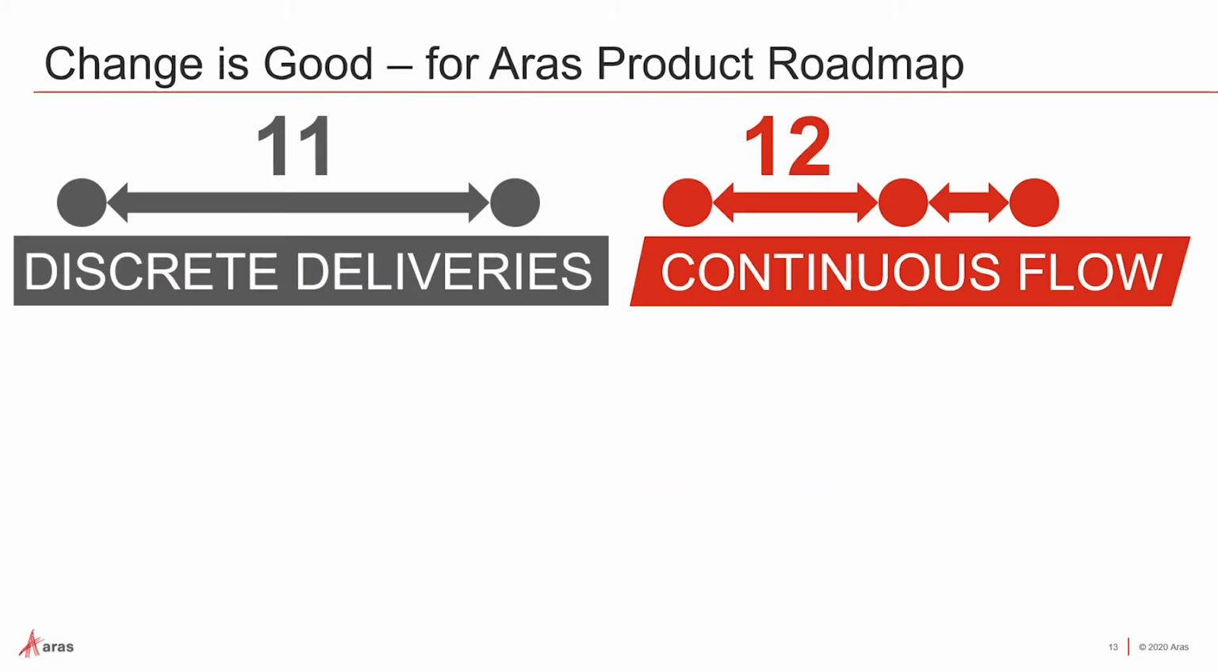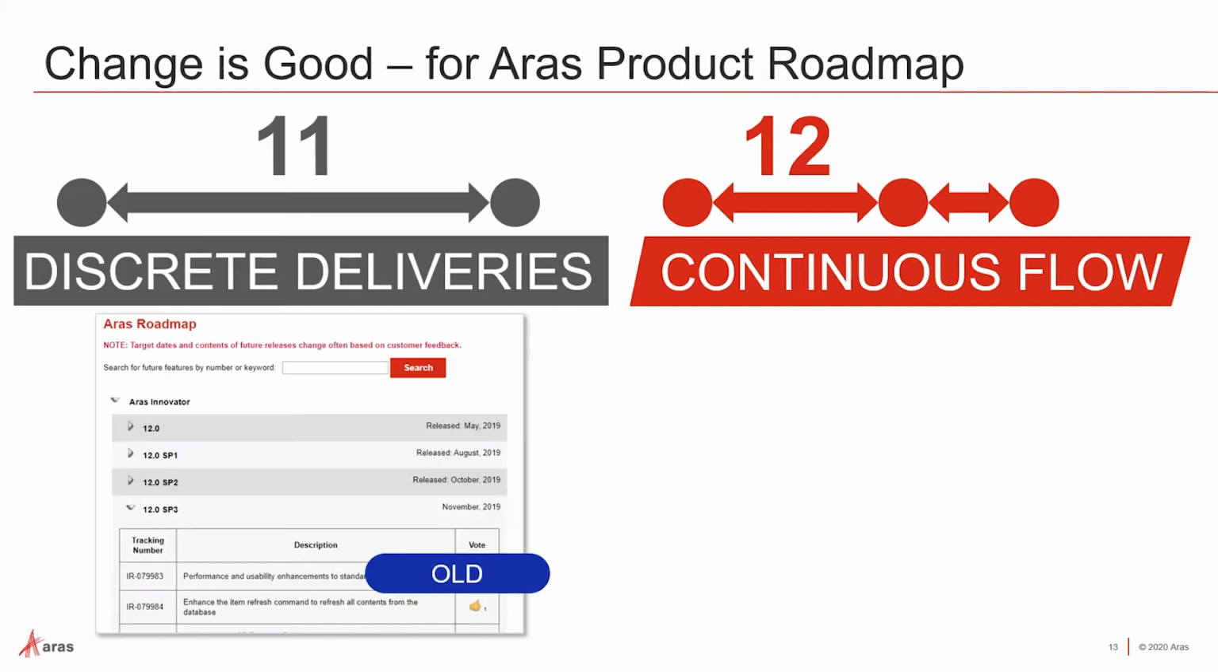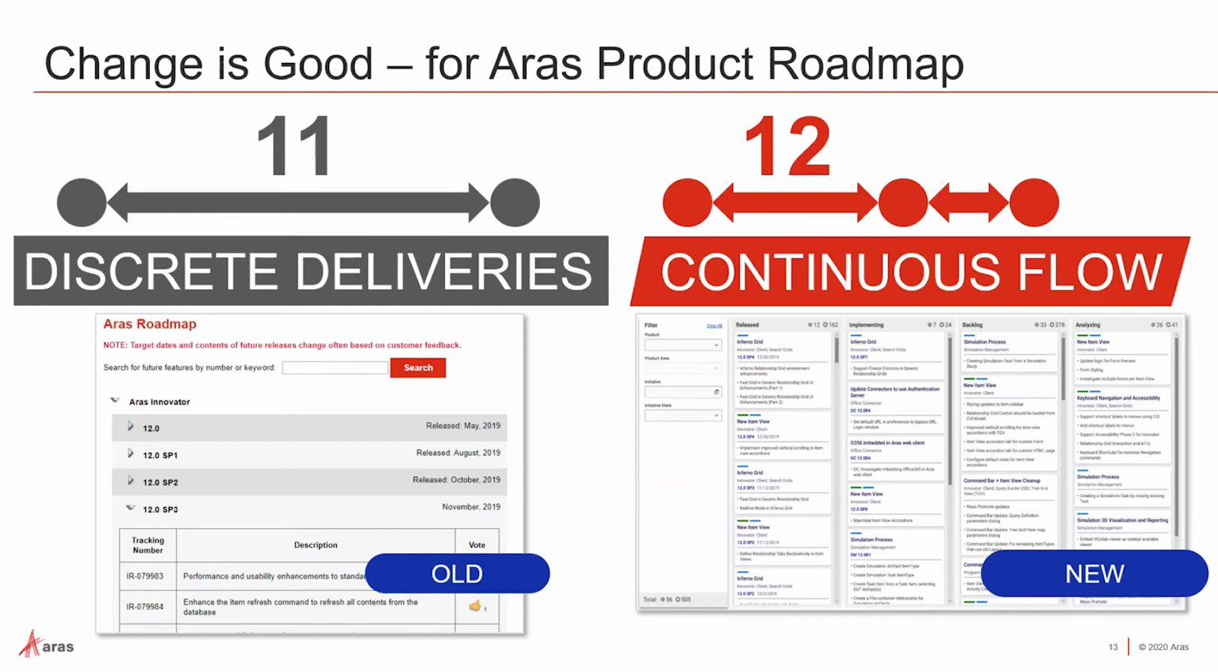So back to this difference between 11 and 12, because we used to have this notion of discrete deliveries, we have had this Aras public roadmap for quite some time where we were targeting features to specific releases. We're moving towards a new public roadmap which will show the continuous flow of these features in the way that we view them from within development.